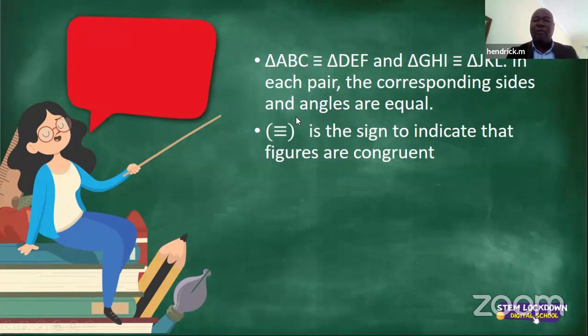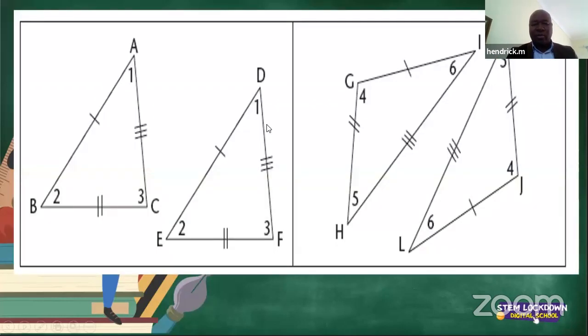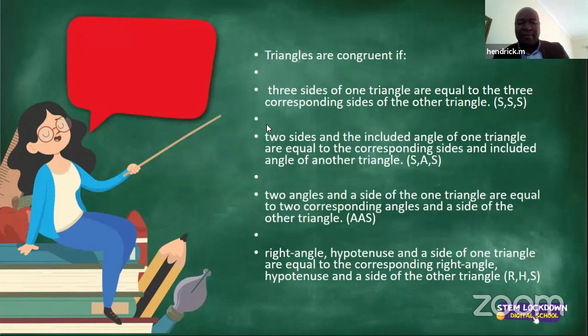This is the sign for congruency. Don't confuse this with the sign for similarity. So these were the two pairs of triangles that we were looking at. And of course, I want us to carry on with the next conclusion. We are emphasizing that triangles are congruent if they meet the following conditions.